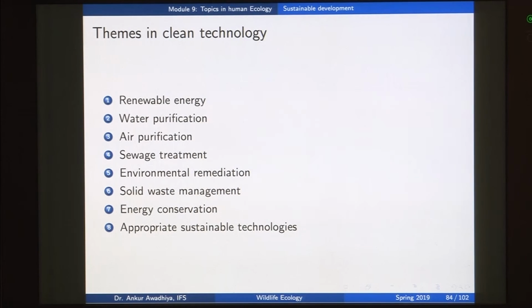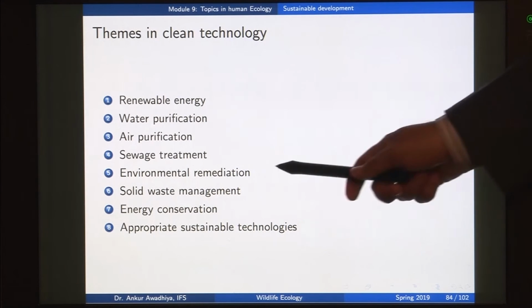Now, there are some common themes that are running in the clean technology sector. We talk about renewable energy that needs to be promoted, we talk about water purification and air purification, we talk about sewage treatment, environmental remediation. So, in the case of environmental remediation, there is an environment that has already been polluted and we are trying to remove those pollutants from that environment, maybe through putting up some particular species of plants that are absorbing those pollutants, or maybe by using some chemical processes or some physical processes. So, that is environmental remediation.